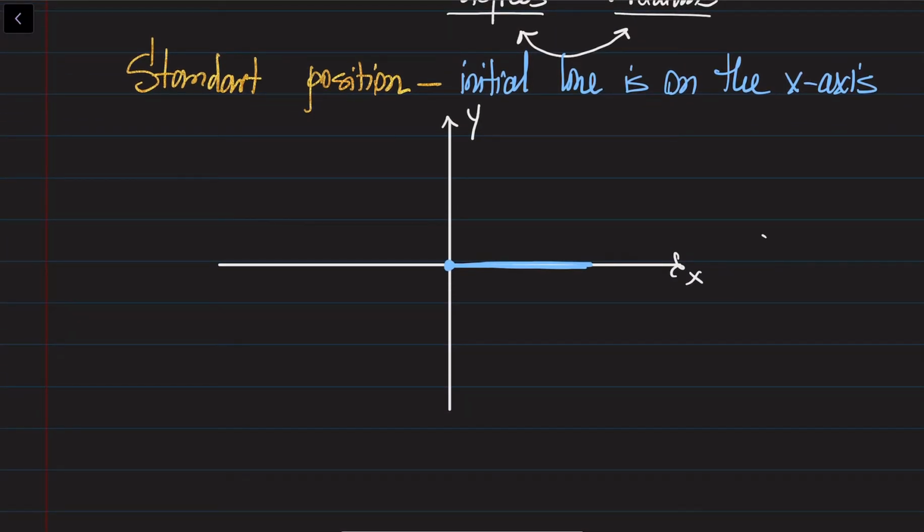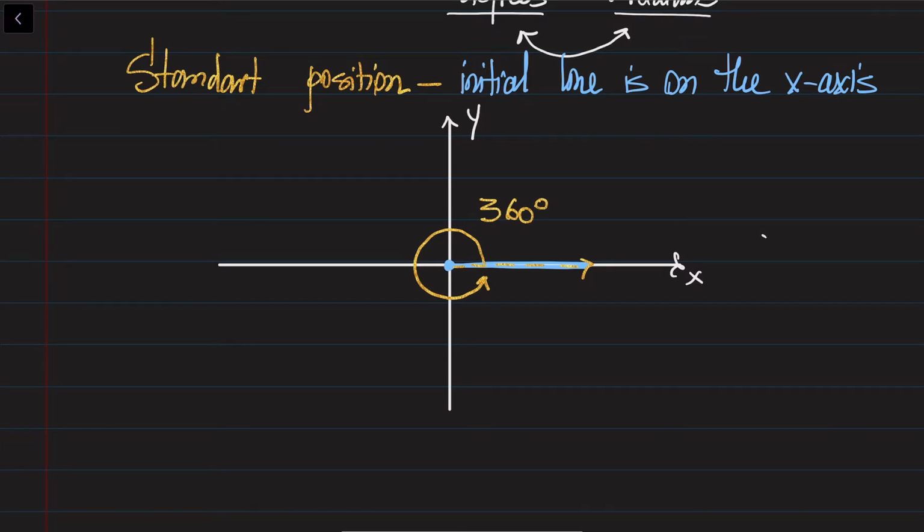Now I need to draw the terminal line. In order to draw the terminal line, I will start from the initial line. I will put my terminal line on top of the initial line, and I'm going to rotate this one time around the origin, so that the terminal line is also here on top of the initial line. If you grab this terminal line and rotate it around the origin one time, this is going to be equal to 360 degrees. So this is how we are going to measure the angles.